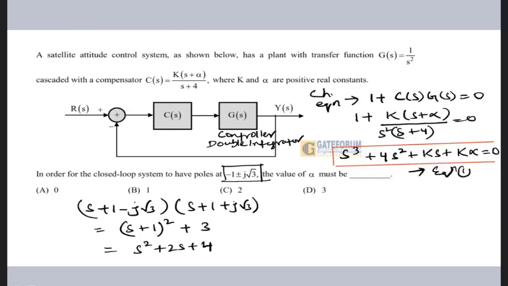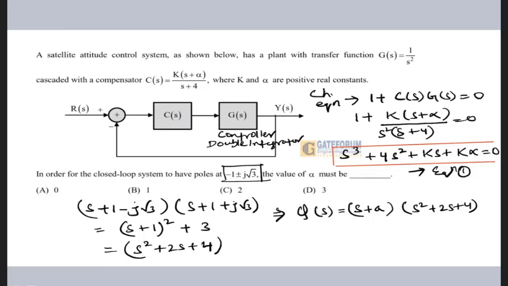And if you see here, I can have my third order characteristic equation as (s plus a) times a second order function. The second order system is s square plus 2s plus 4.